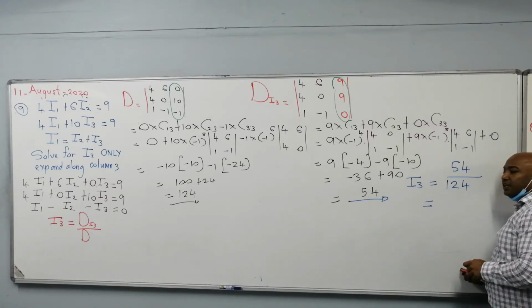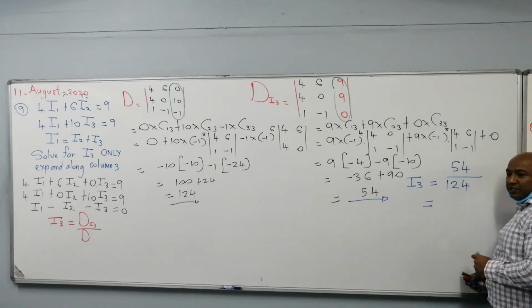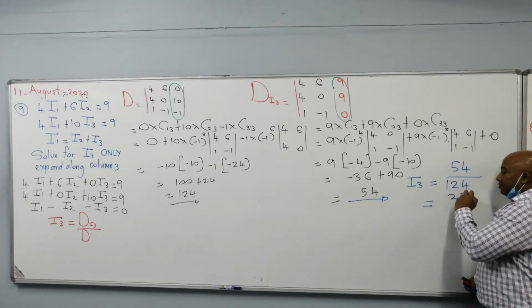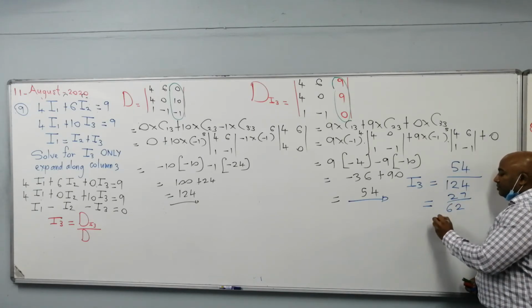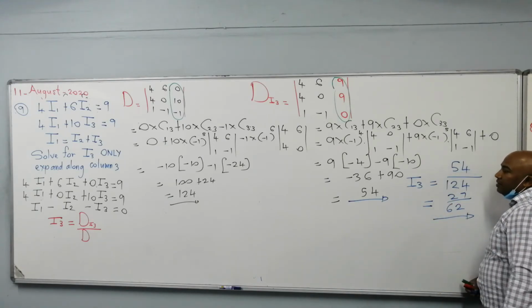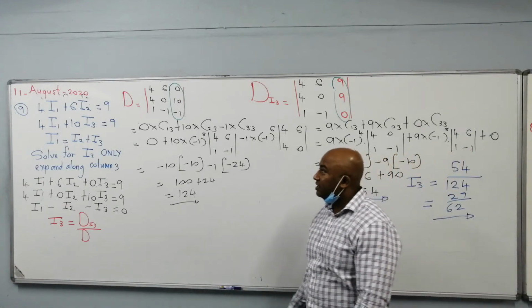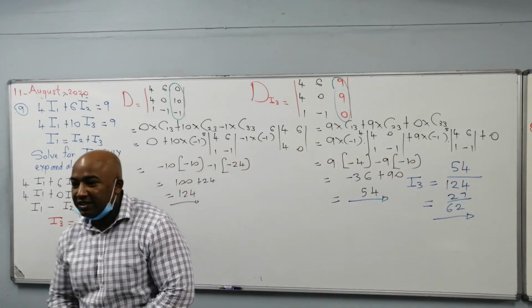27 over what? 68? 62. 62, sorry. 27 over 62. You can check on your calculator. It should give you the correct answer.